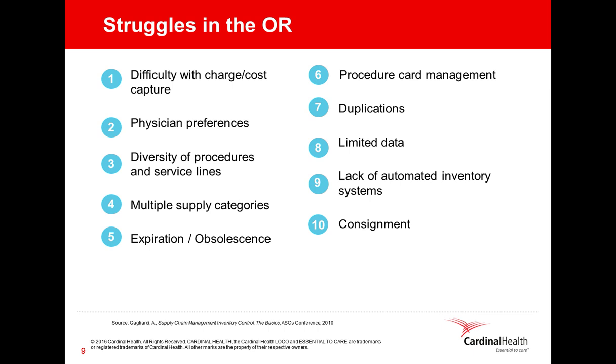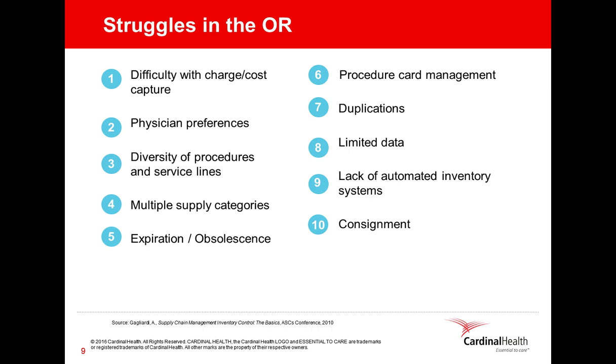The hospitals that don't have a set of clinical eyes reconciling charges are overlooking even more charges. A coder can find the blatant misses, but the subtle misses will go unchecked, and that's lost revenue. Another challenge is associated with the high cost and variation of physician preference items, and that prevents a hospital from negotiating aggressive pricing. One avoidable struggle is the diversity of procedures and service lines that bring multiple supply categories.